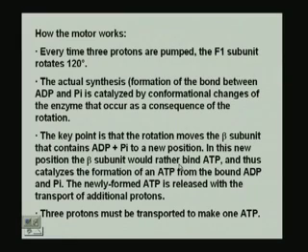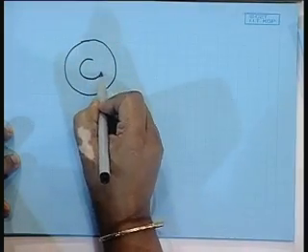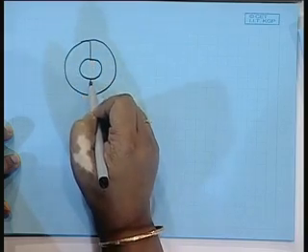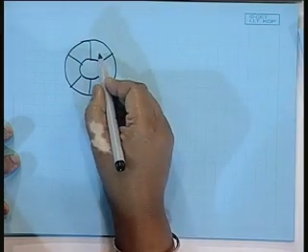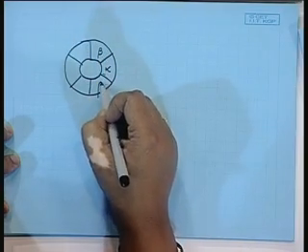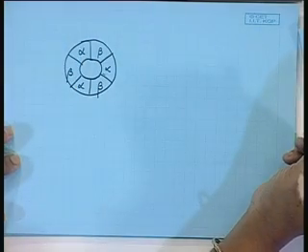Now, every time 3 protons are pumped, the F1 subunit rotates by 120 degrees. Okay. So, basically it looks something like this. If we look at this top down, we have a central part here, and I have a beta subunit here, an alpha here, a beta here, an alpha here, a beta here and an alpha here. Okay? It looks something like that.